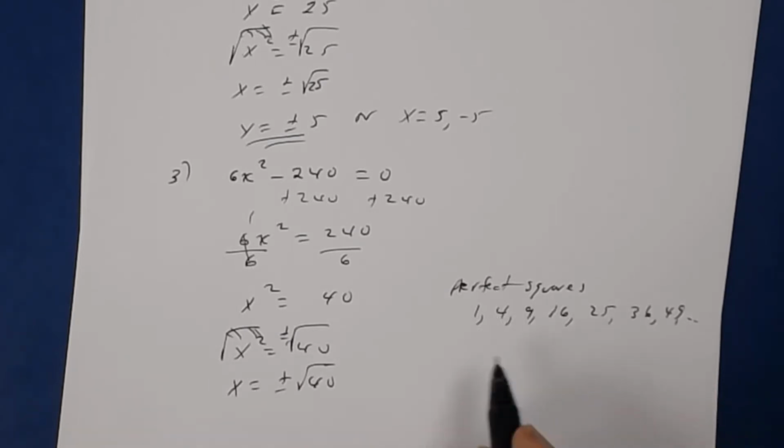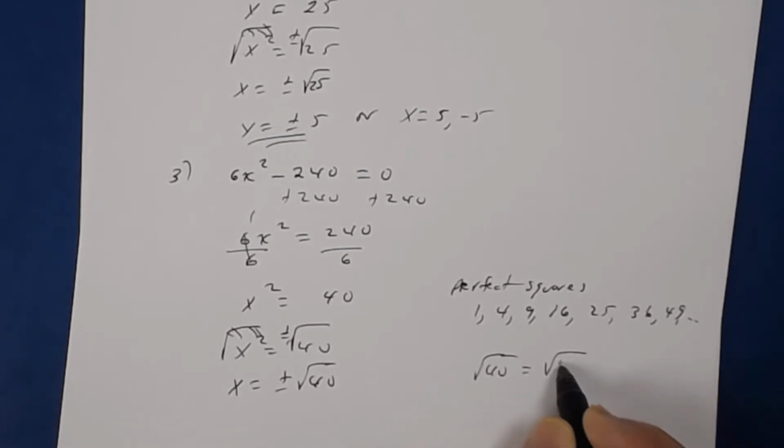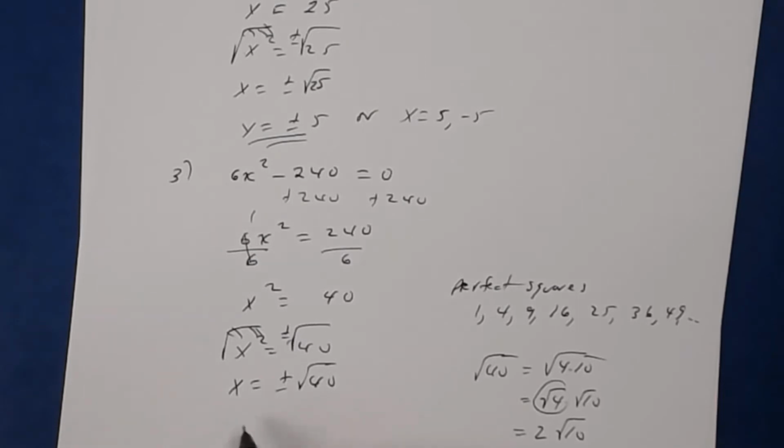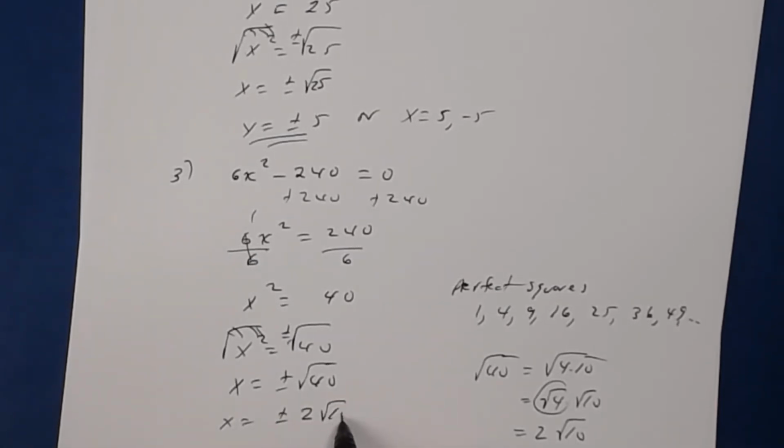4, right? Okay, so I can write square root of 40 as the square root of 4 times 10, right? And then the square root of 4 times 10 I can write as square root of 4 times square root of 10. So that's 2. Square root of 4 is 2, square root of 10. And so I get x equal plus or minus 2 square root of 10.